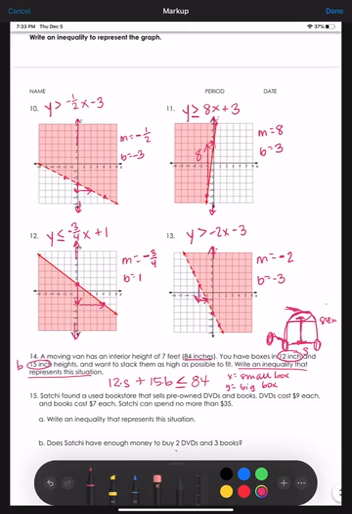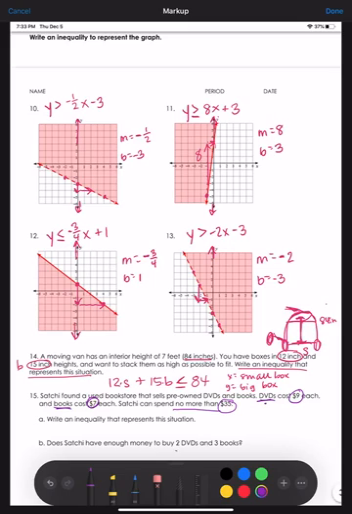So this next one is another word problem, and we're going to think through it the same way. So Sachi found a used bookstore that sells pre-owned DVDs and books. DVDs cost $9 each, and books cost $7 each. Sachi can spend no more than $35. So this one's pretty straightforward. She has $35 to spend, and there's DVDs, which are $9, and then there's books, which are $7. So we're going to write an inequality that represents the situation of how many things Sachi can buy without spending more money than she has.